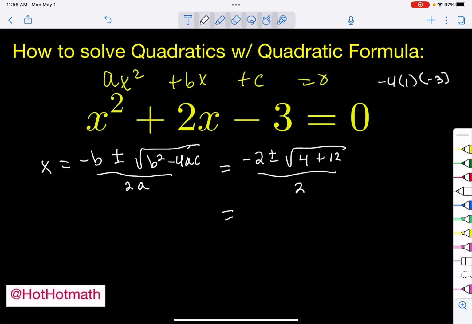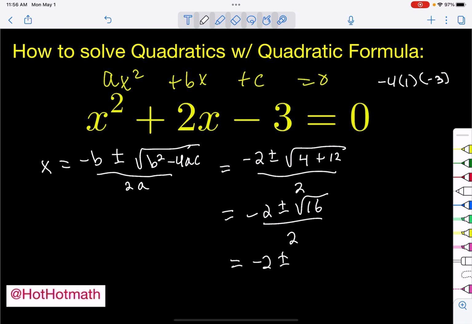Now by doing that little trick by taking the opposite of b, actually squaring b, actually doing negative 4 times a times c, I usually will avoid making any mistakes in my order of operations. So that's why I do that. So the next thing we're going to do is we're going to get that square root to be a number. 4 plus 12 is 16. And if we can reduce that square root, let's do that now.